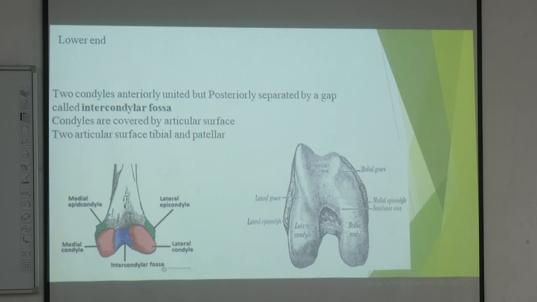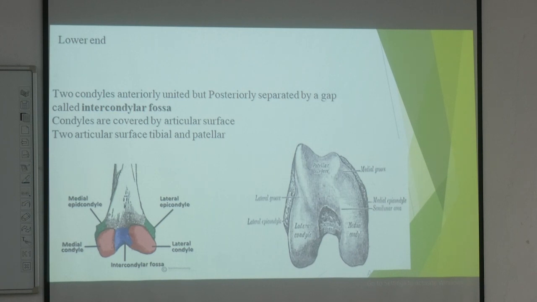The lower end of this bone has a feature: it has condyles, which are projected. We call these the lateral condyle and the medial condyle. The medial condyle is medially placed, the lateral condyle laterally placed. If you look at these condyles, anteriorly the condyles are joined with each other. So the intercondylar area anteriorly is continuous.